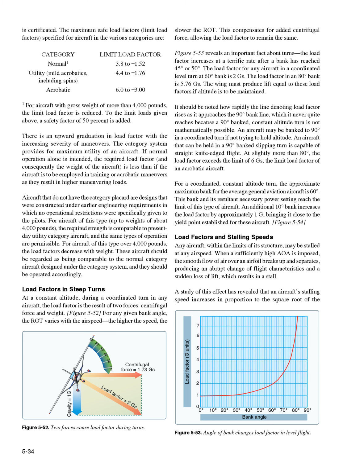An aircraft may be banked to 90 degrees in a coordinated turn if not trying to hold altitude. An aircraft that can be held in a 90 degrees banked slipping turn is capable of straight knife-edged flight. At slightly more than 80 degrees, the load factor exceeds the limit of 6 Gs, the limit load factor of an acrobatic aircraft. For a coordinated, constant altitude turn, the approximate maximum bank for the average general aviation aircraft is 60 degrees. This bank and its resultant necessary power setting reach the limit of this type of aircraft. An additional 10 degrees bank increases the load factor by approximately 1 G, bringing it close to the yield point established for these aircraft.